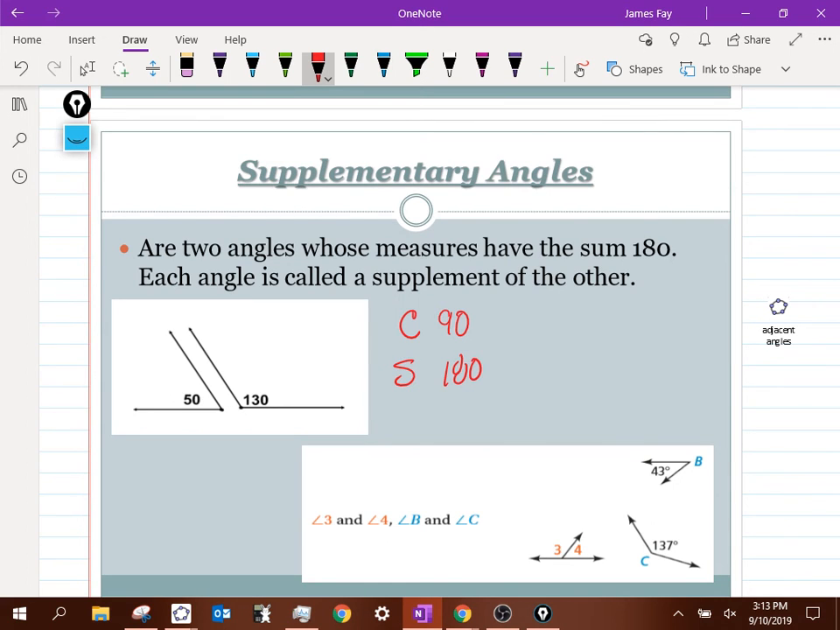They do not have to be attached. They do not have to be on the same page or even in the same plane. They're just simply two angles. When we add their measurements together, we get 180 degrees.